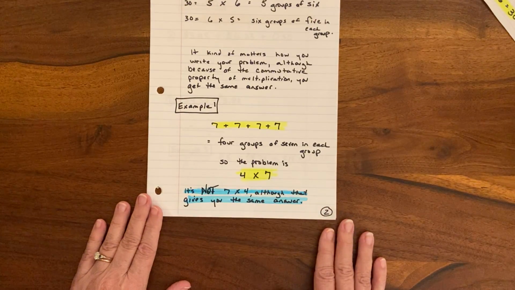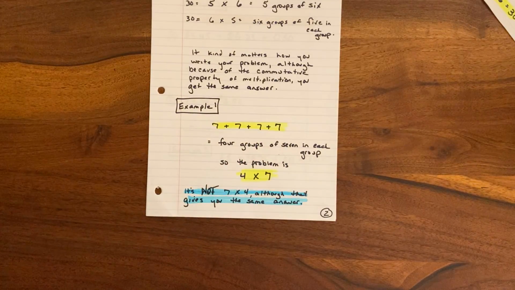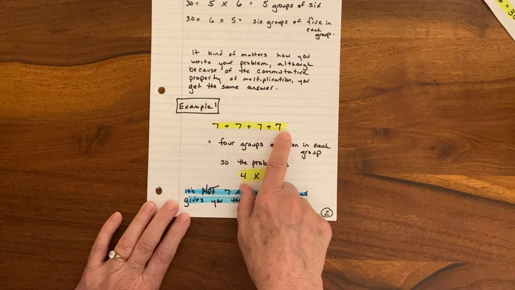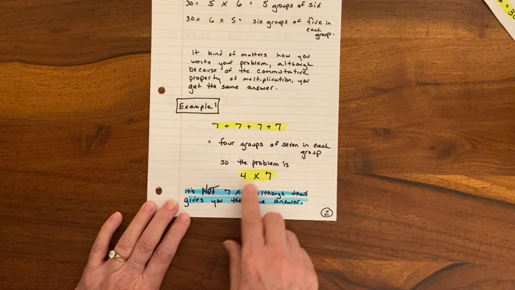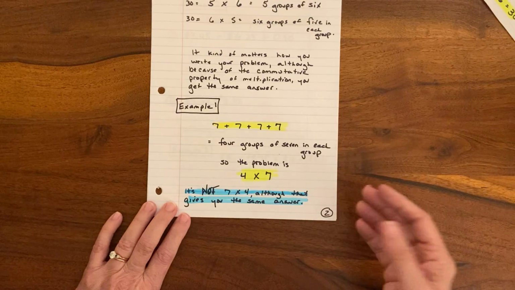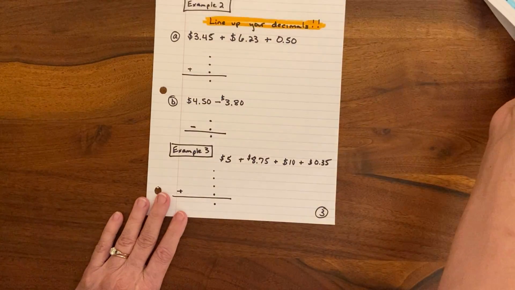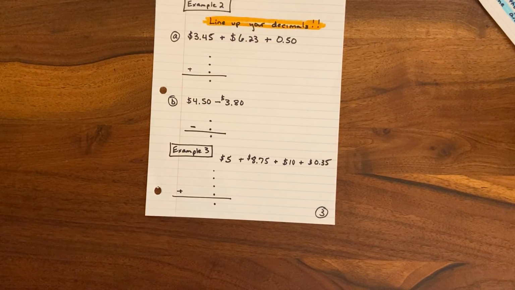Okay, example 1, they say you have 7 plus 7 plus 7 plus 7, and they say put that in a multiplication problem. So I have 4 groups, and there are 7 in each group. 4 times 7. It's not 7 times 4, although you still get 28. So same idea.